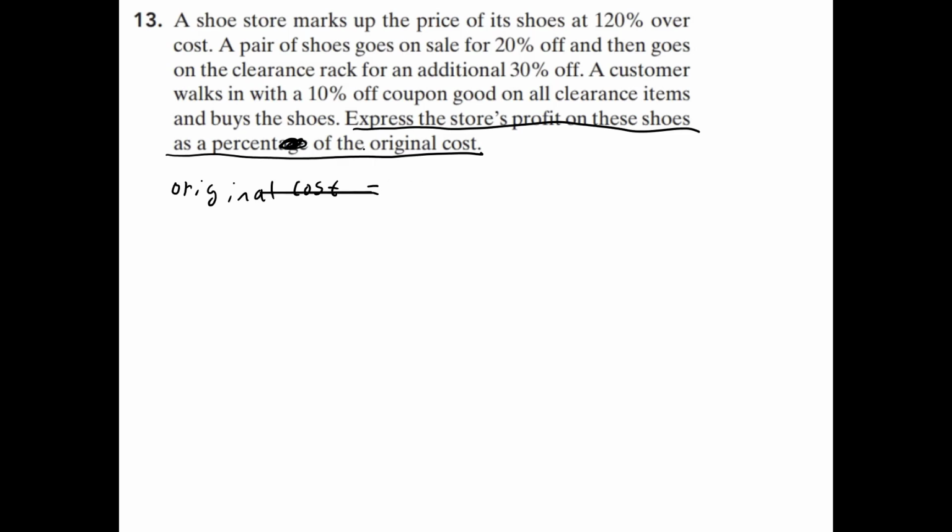Let's call it C. If you prefer, as I did in your video, you could say, okay, let's say it cost $100, right? So give us a nice round number. But let's just call it C to help us get comfortable with variables, right? Now, a shoe store marks the price of its shoes at 120% over the cost, right?